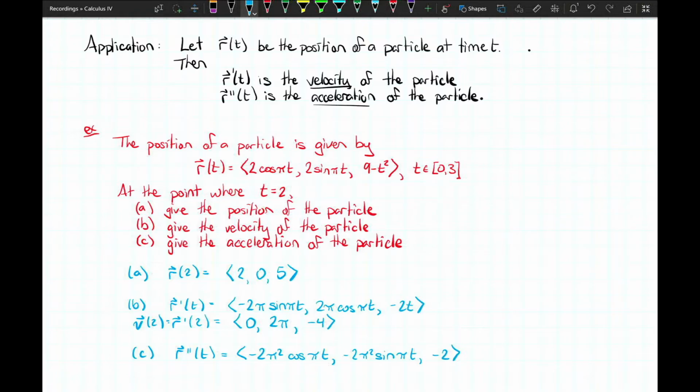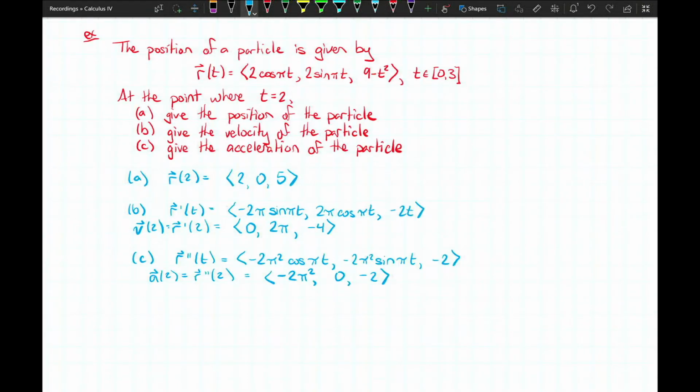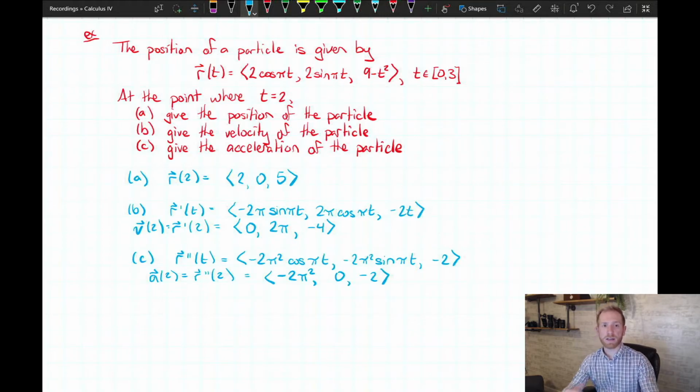Now we just need to plug in 2 to get the exact acceleration at t equals 2. And so the acceleration at t equals 2 is (-2 pi squared, 0, -2). Now we might be able to interpret this a little bit. We see that we've got a 2 cosine pi t and a 2 sine pi t, so it is having this circular motion. And whenever we have circular motion, you might be aware, the acceleration is towards the center of the circle, and that's what's making it change direction. It's traveling maybe at constant speed all the way around this circle.